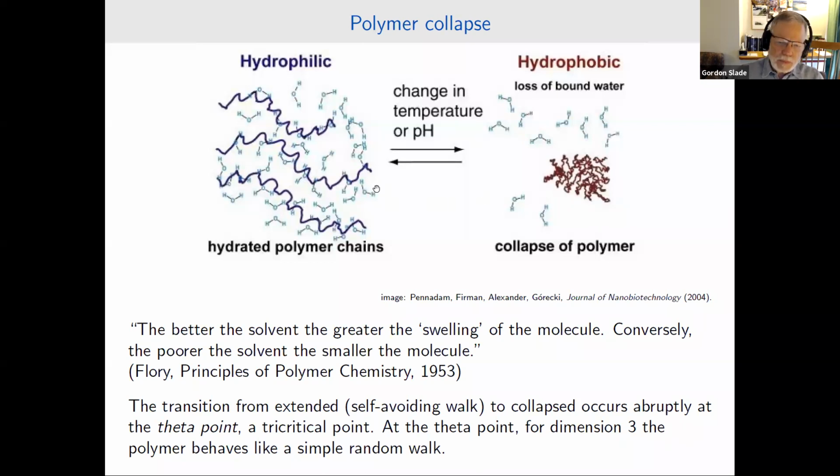And the thing is that this transition takes place abruptly, so that as the temperature, say, is changed, the transition takes place at a critical temperature, which is called the theta point. And that's a tricritical point, and I'll try to explain what that means. And moreover, in 3 dimensions, which is obviously the interesting one from the point of view of polymer chemistry, or at least it is an interesting one, 2 dimensions is also interesting, but 3 dimensions is where you typically have your polymers, at that specific tricritical point, the theta point, the polymer behaves mathematically like a simple random walk. So I'll discuss this in more detail, but this is the situation that we're trying to model here.